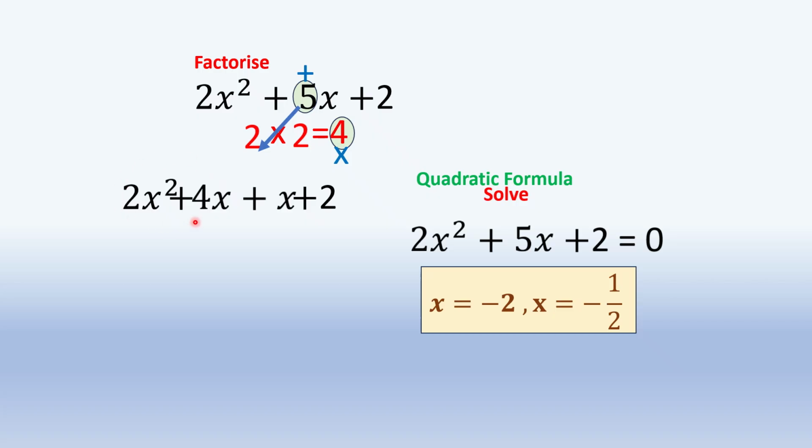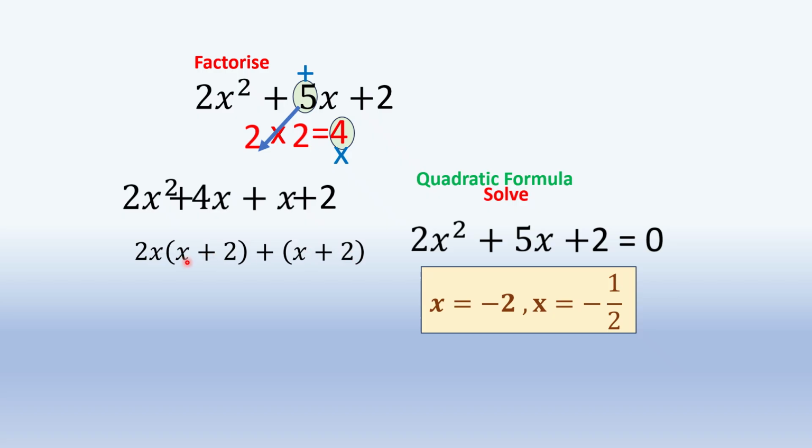In these terms here, 2x squared plus 4x, we can take out 2x, right? So if we take 2x out, we will have just x left here, and we will have just 2 left here, because it's 4x. If you factorize 2x, you will have 2. And we have x plus 2. I didn't do anything here.